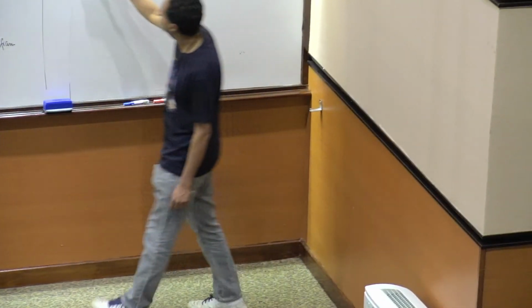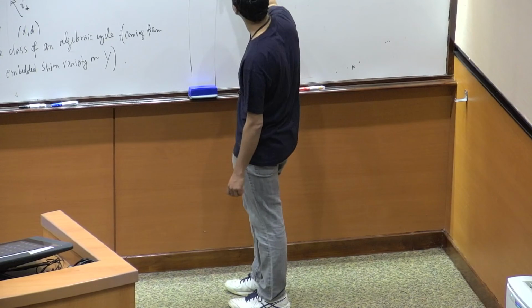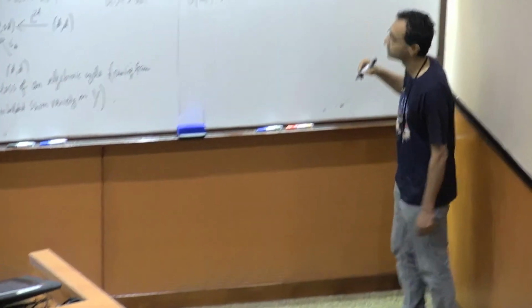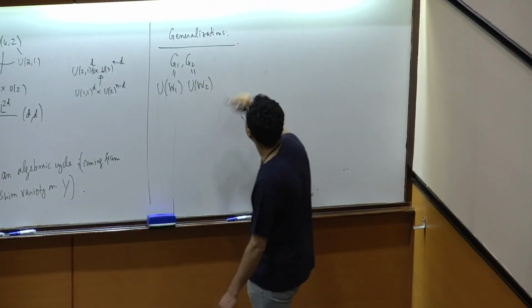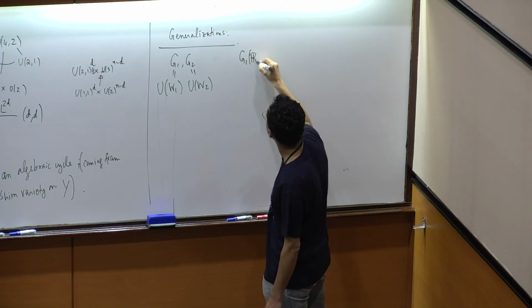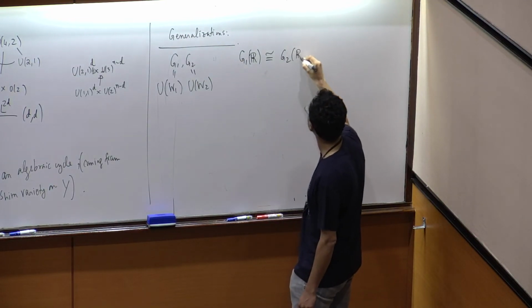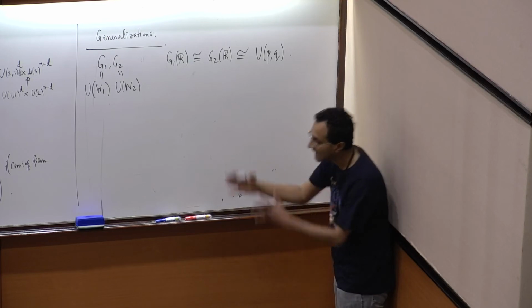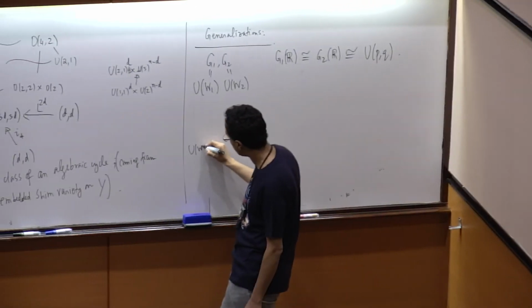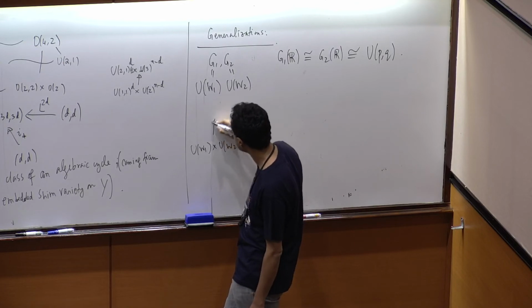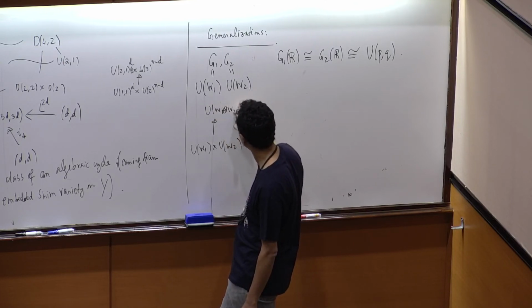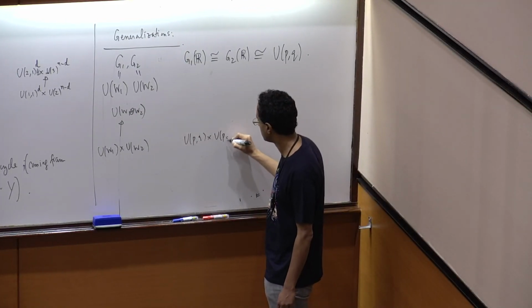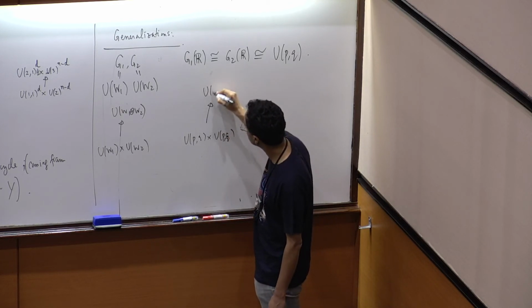So think about the following case. Say I have two groups, G1 and G2, with unitary groups U of W1, W2, and let's say X1 and X2 are the corresponding varieties, and let's assume that G1R is G2R, which is UPQ. Then you can do exactly the same thing we've been doing, which is you can take UW1 cross UW2 and embed it inside the direct sum. And what this corresponds to, at the infinite place, is UPQ cross UPQ embedded inside U2P2Q.